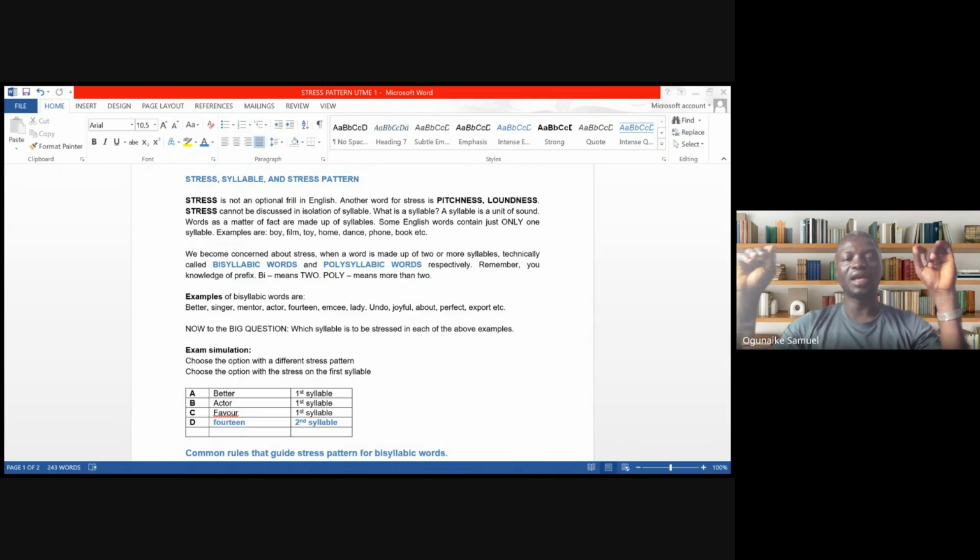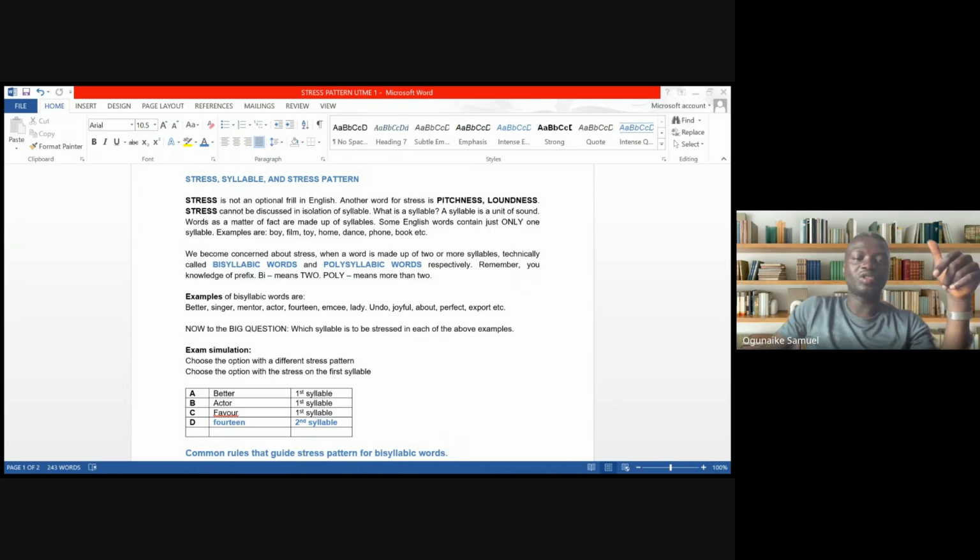All right. But then you can prove it in another form. So this is how you have to prove it in another form. Take, for example, choose the option with a different stress pattern. I'm sure some of us are familiar with stuff like that. Choose the option with a different stress pattern, or perhaps another way is choose the option with a stress on the first syllable. So sometimes you're told where the stress is. There are 4 options here. Choose the one with a stress on the first syllable, or choose the one with a different stress pattern.